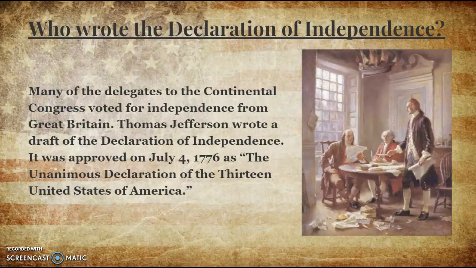Who wrote the Declaration of Independence? Many of the delegates to the Continental Congress voted for independence from Great Britain. Thomas Jefferson wrote a draft of the Declaration of Independence. It was approved on July 4, 1776, as the unanimous declaration of the 13 United States of America.